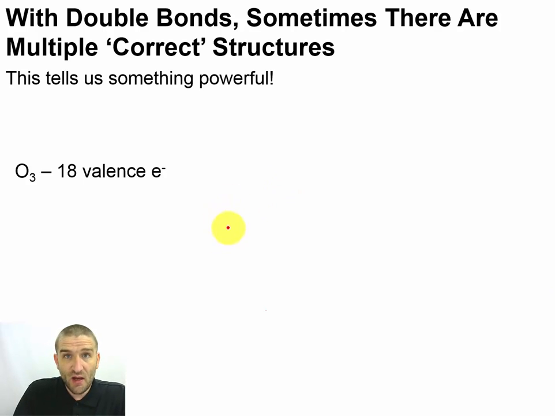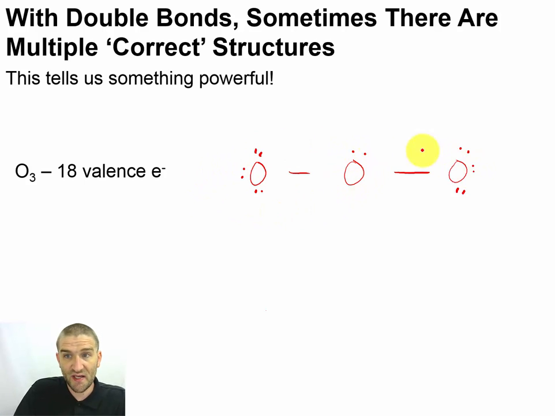Now, I'll go ahead and start doing it too. We have 1, 2, 3 oxygens. A total of 18 valence electrons, which makes sense. 6 valence electrons from oxygen times 3 gave us 18. So we have 2, 4, 6, 8, 10, 12, 14, 16, 18.